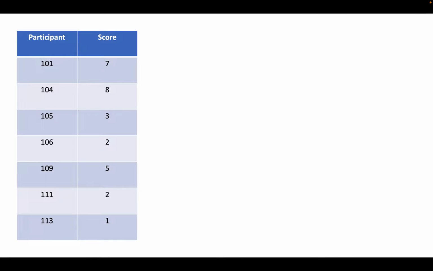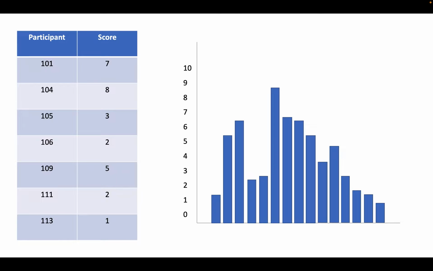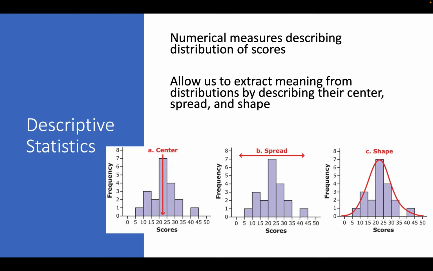So here's an example. Imagine that we've given a memory test to a group of participants. We have all their scores, but we don't talk about individual scores, right? We talk about them as a whole. If we want to see how well our participants did overall, we would look at the distribution of their scores, right? So descriptive statistics allow us to draw meaning from our data's distribution. This can be done with the center of the distribution, the spread of the distribution, and the shape of the distribution.